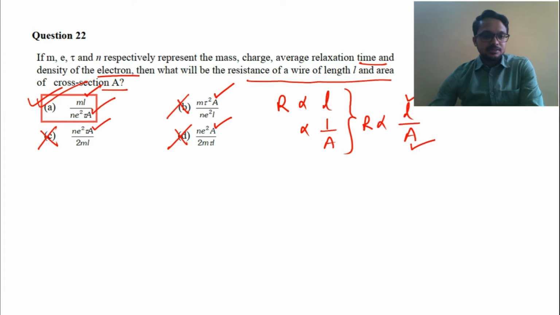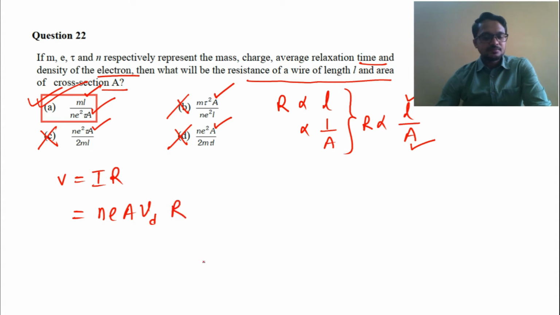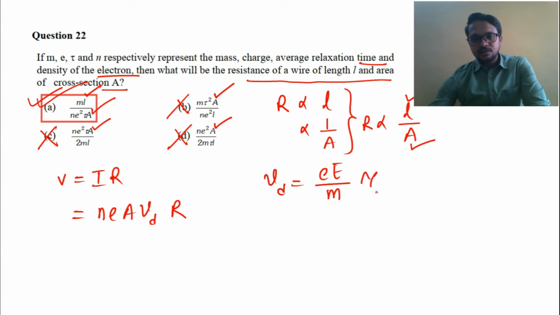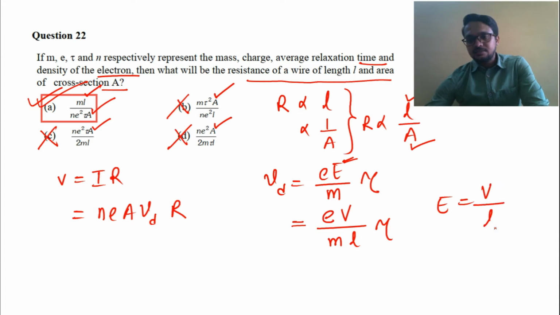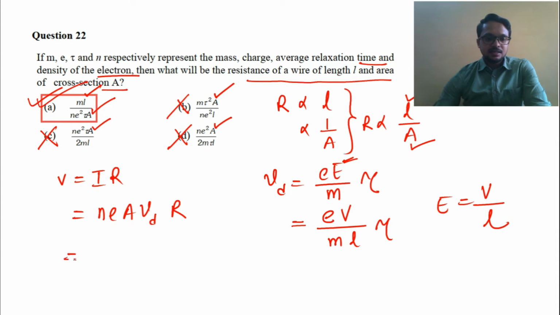So let's see the process. The process starts from Ohm's law, V equals IR. Now we know I equals n e A v_d. Now v_d equals e by m into tau. Now write this electric field in terms of potential difference, so it will be E equals V by L, so v_d equals e V by m L into tau, because electric field equals potential difference by length. Put this expression here, we get n e A (e V tau by m L) equals V by R.